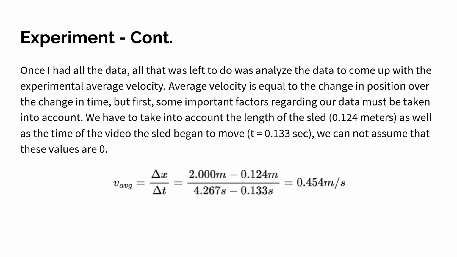Once I had all the data, all that was left to do was come up with the experimental average velocity. Average velocity is equal to the change in position over time, but first we have to take into account some important factors. We have to take into account the length of the sled as well as the time of the video the sled began to move. We cannot assume that just because these are initial values that they're 0.